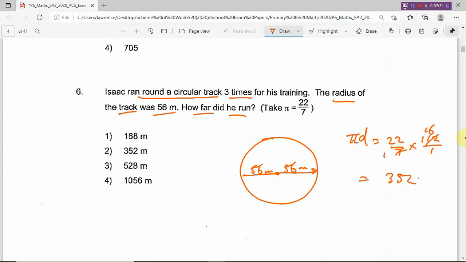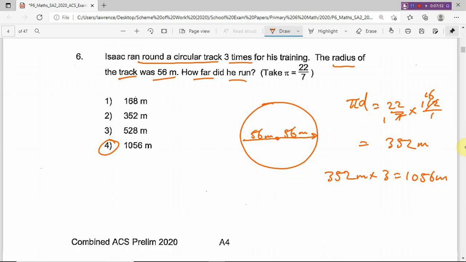So one round is 352 meters, but he ran 3 times. So you should take 352 meters, and then you times 3. And if you times 3, you will get how far he ran, which is 1056 meters. So answer number 4. Okay, let's go to the next one.